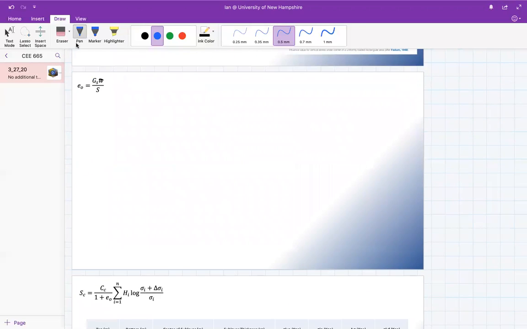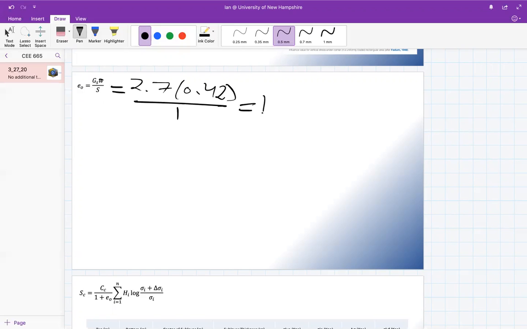So now we're going to find our initial void ratio so we can find some other parameters. And we're going to use this equation, which we're going to assume our specific gravity is 2.7, and we're given that the water content was 42%. So we're going to say 0.42, and we are going to assume full saturation. So therefore, we get a void ratio of 1.13.